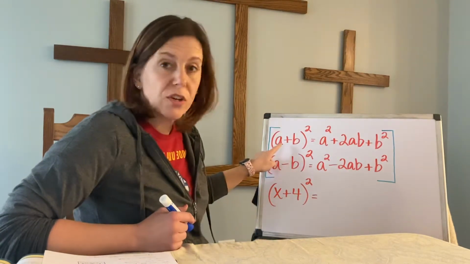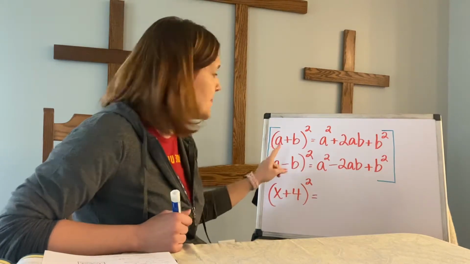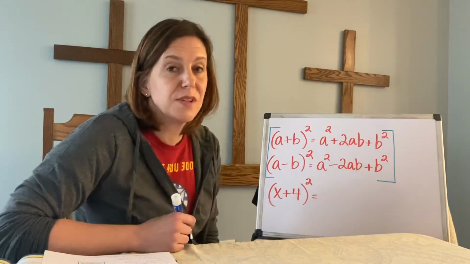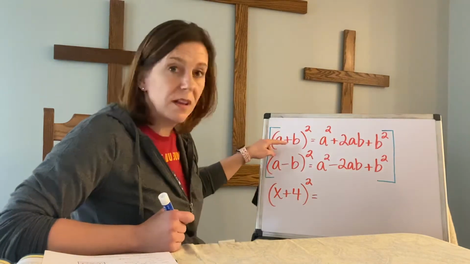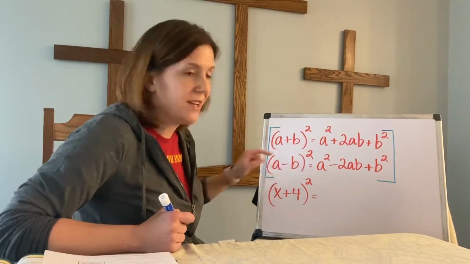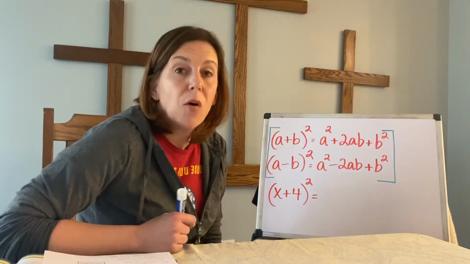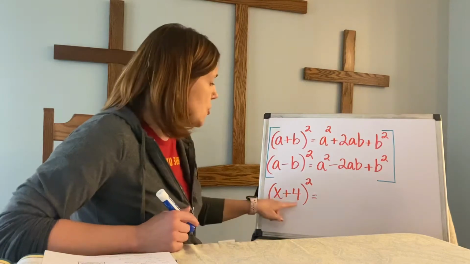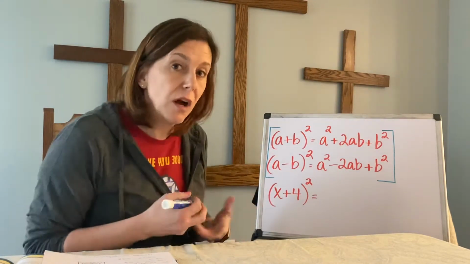The A refers to whatever is in the first position inside our binomial. The B is referring to whatever is in the second position. You'll notice that one deals with addition, one deals with subtraction, but they are very similar otherwise. What I want to do first is just show you this example here on the bottom. I'm going to show you where this pattern comes from.